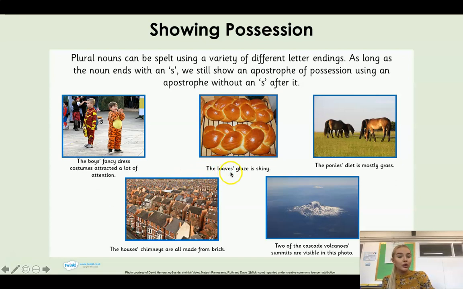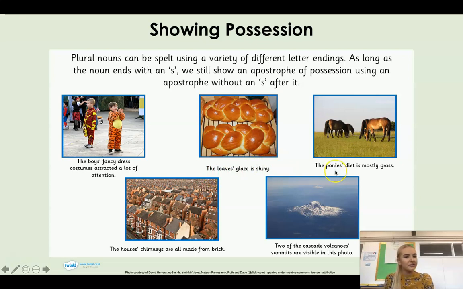Similarly here, the loaves' glaze is shiny. There's lots of loaves here. There's two loaves. They are huge loaves and they have a glaze to them. A glaze, what do you think a glaze is? That's right, a glaze is like a coating which is quite shiny and it makes them really appealing to eat. I don't know about you, but it's made me really hungry now. And we can see that because there's multiple loaves and they all own, they have possession over the glaze, then the apostrophe must go after the loaves.